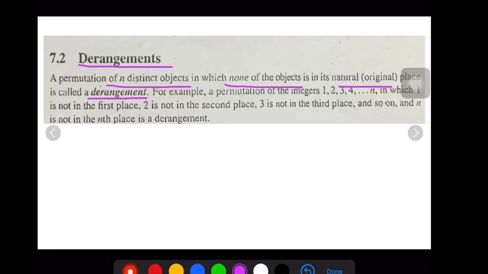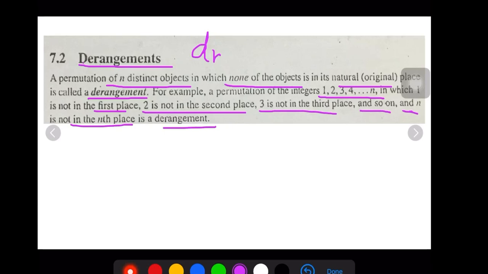Say for example, if you take a permutation of the integers 1, 2, 3, 4, 5, up to n, in which 1 is not in the first place, 2 is not in the second place, 3 is not in the third place, and so on, n is not in the nth place. That is called a derangement. So we'll take an example here and see what is the value of derangement, which is denoted by small d suffix n.